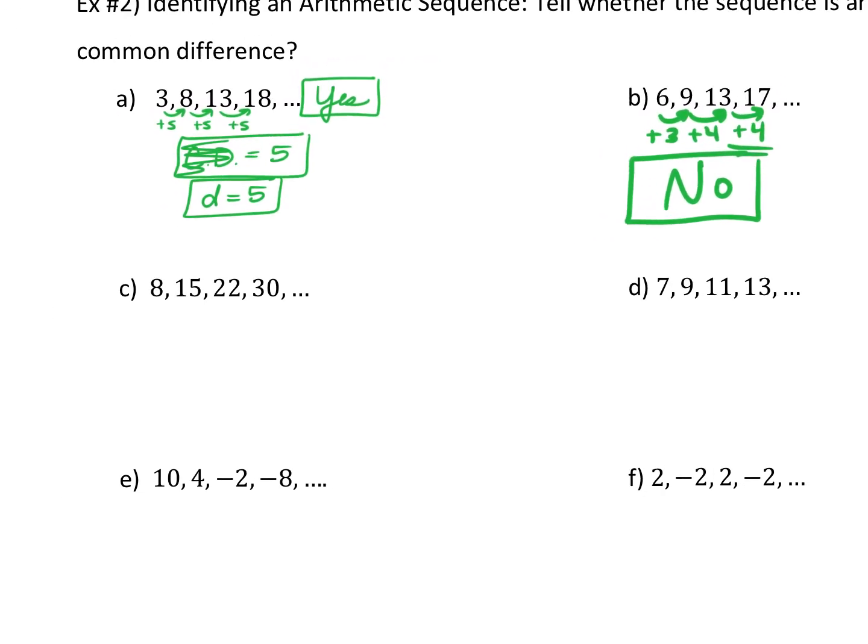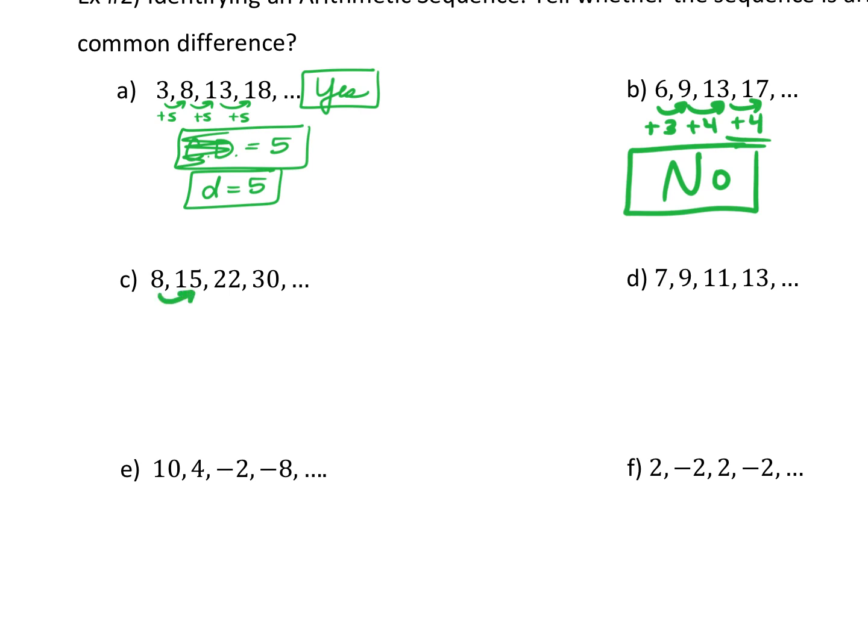Okay, letter C. How'd you get from 8 to 15? 7. You're adding 7. How'd you get from 15 to 22? 7. Plus 7. This is looking good. How'd you get from 22 to 30? 8. Not so good anymore. Plus 8. So if it's different, that is not an arithmetic sequence.